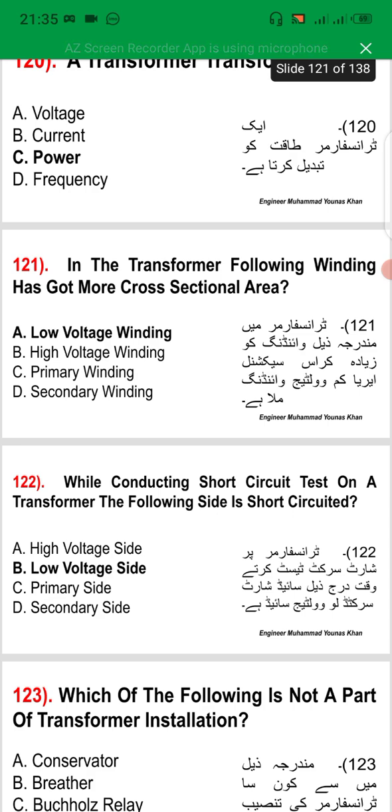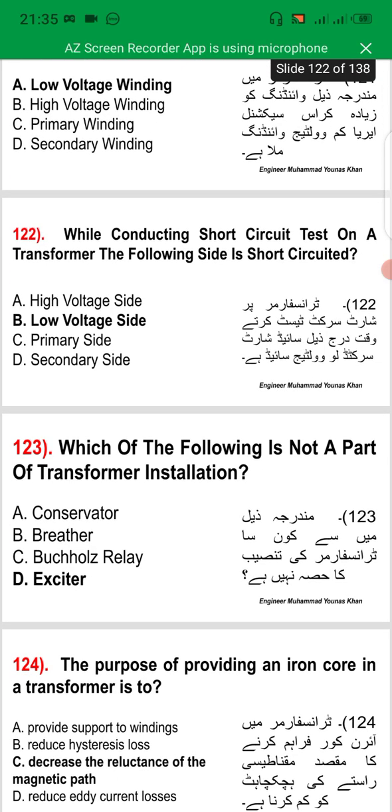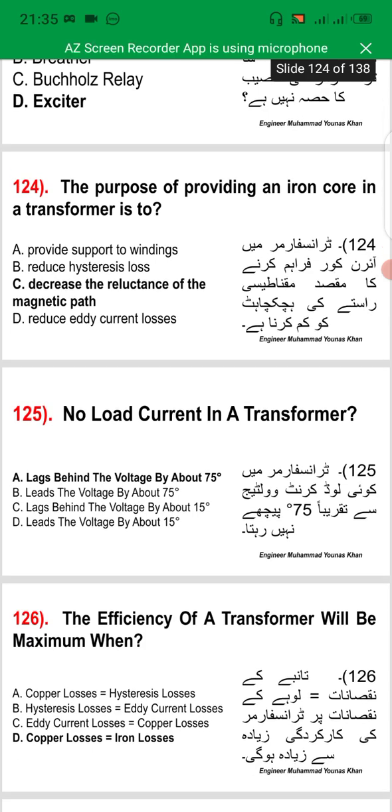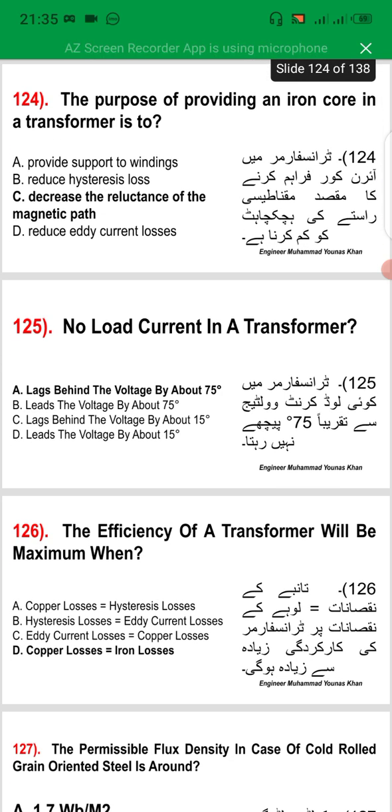While conducting short circuit test on a transformer, the following side is short circuited: low voltage side. Which of the following is not a part of transformer installation? Exciter. The purpose of providing an iron core in a transformer is to decrease the reluctance of the magnetic path. No load current in a transformer lags behind the voltage by about 75 degree. The efficiency of a transformer will be maximum when copper loss is equal to iron loss.